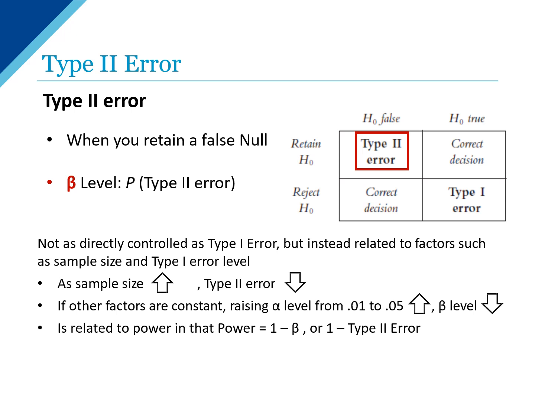It's not as directly controlled as type 1 error, but instead related to factors such as sample size and our alpha. So as sample size increases, type 2 error decreases. And if other factors are constant, when you raise the significance level from 0.01 to 0.05, then our type 2 error decreases. It is related to power, and that power is 1 minus beta, or 1 minus our type 2 error.